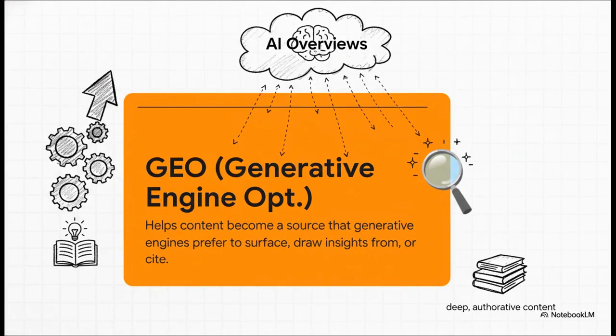Then you've got GEO, which is Generative Engine Optimization. Now, this is a totally different ballgame. It's not about the quick, snappy answer. No, this is about being the deep, reliable source that the AI wants to use in its big summary. Your goal here? To be so trustworthy, so authoritative, that those AI overviews just have to cite you.